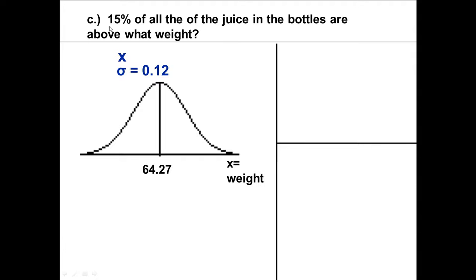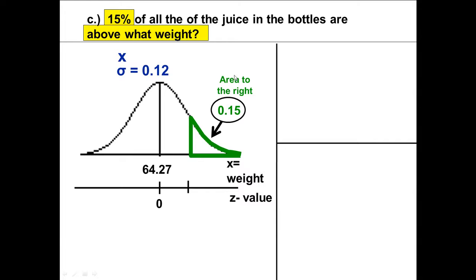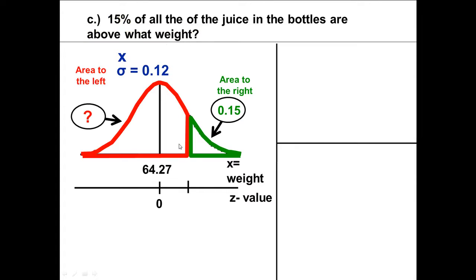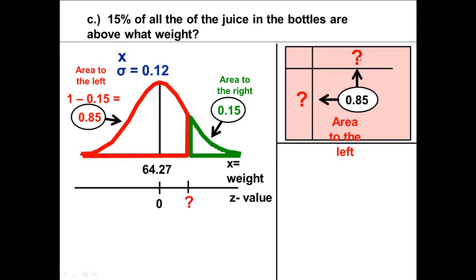So what we have to do is find what 15% is talking about. The area of that 15% is going to be right here. We can't find that in the z-table. We have to find this area on the left side. So 1 minus 0.15 is going to give you 0.85. Now we're going to find, through the tables or the calculator, the z-score that corresponds with 0.85. And that's 1.04.